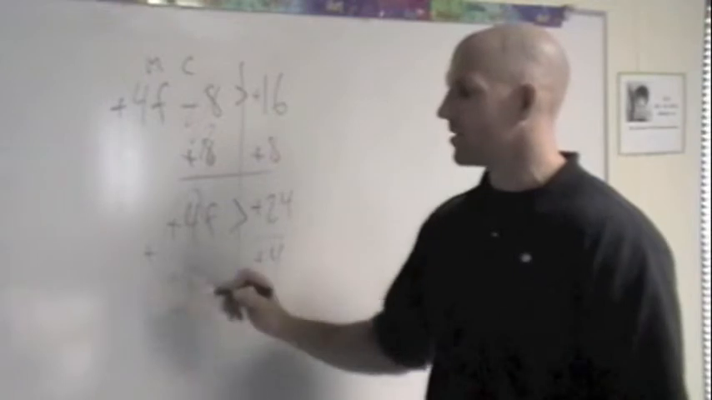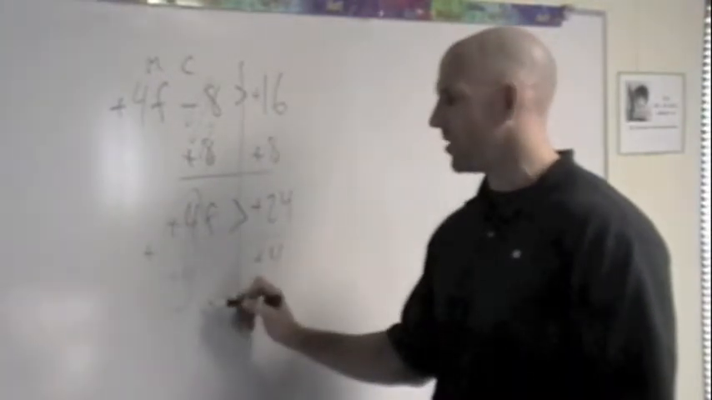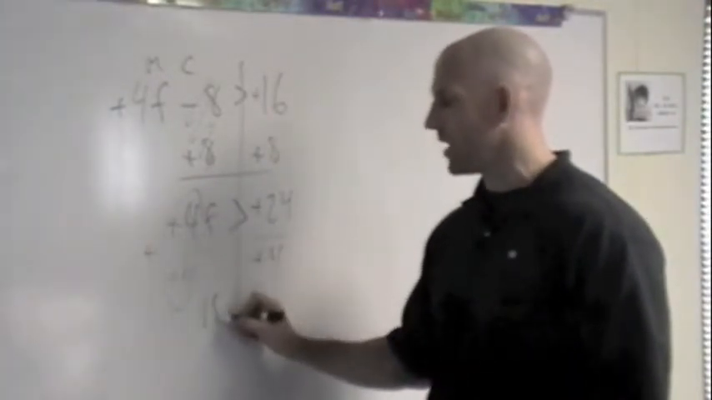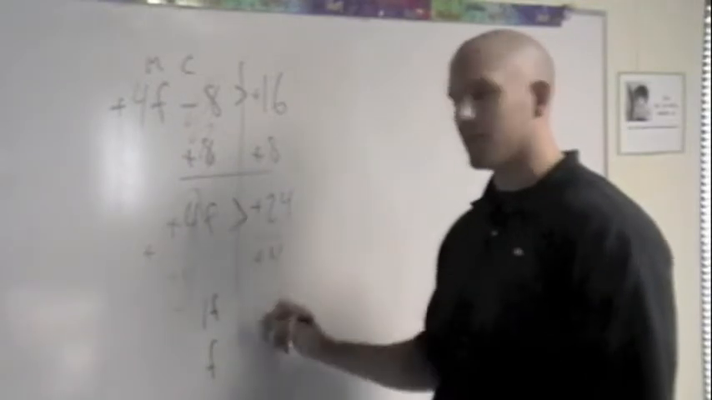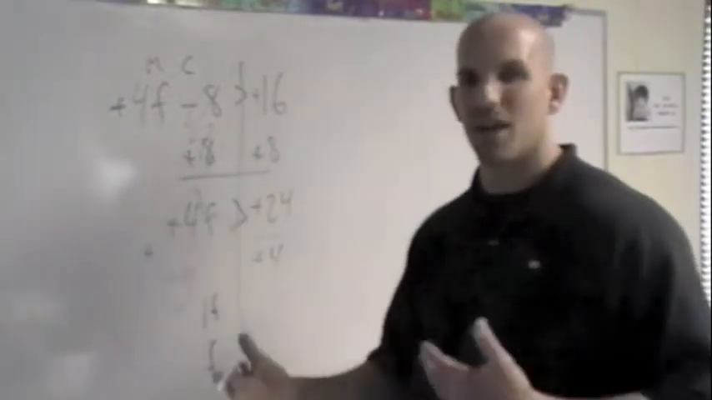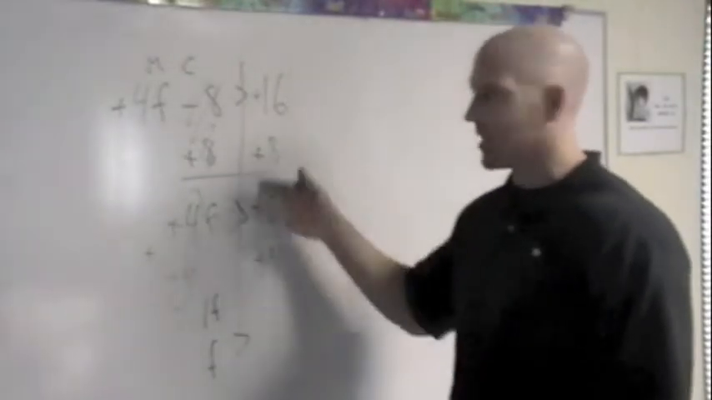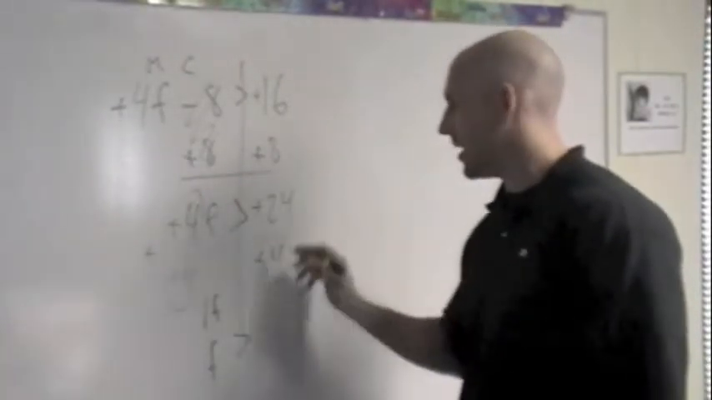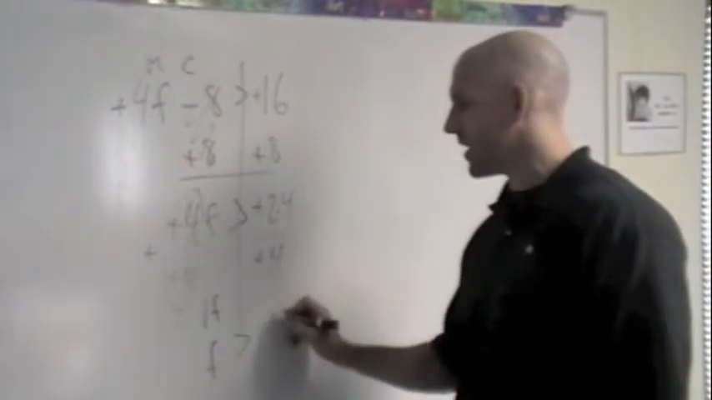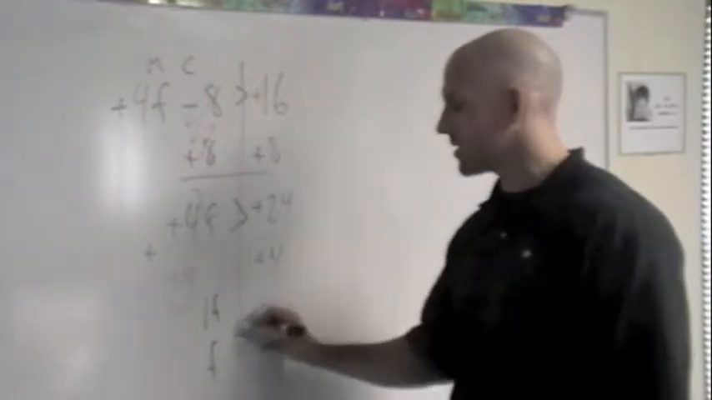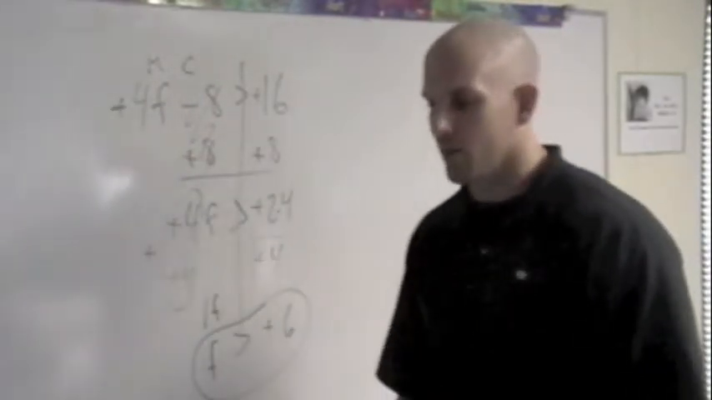The positive makes it positive because it matched. We know positive 1f is the same as 1f, which is the same as f. That does not change because it's still not dividing or multiplying by a negative. So it's exactly like equations, except it has an inequality sign. 24 over 4 simplifies to positive 6. F is greater than positive 6.